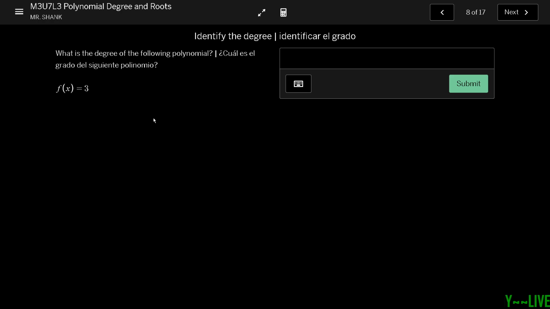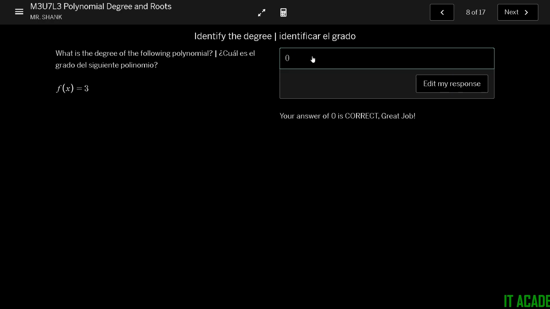This one's a little weird. I don't have any x's here, so I'm going to say that's going to be 0. So I can also say, how many times do you see that change? Well, if I was to graph it out, I'd say it changes 0 times.